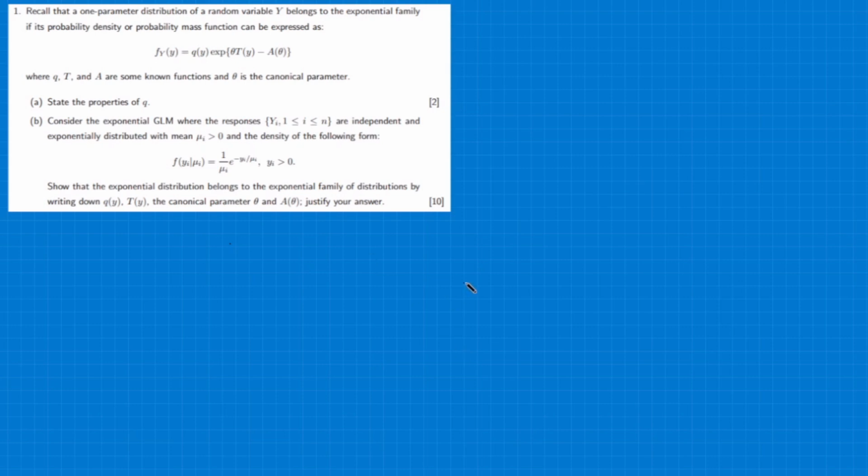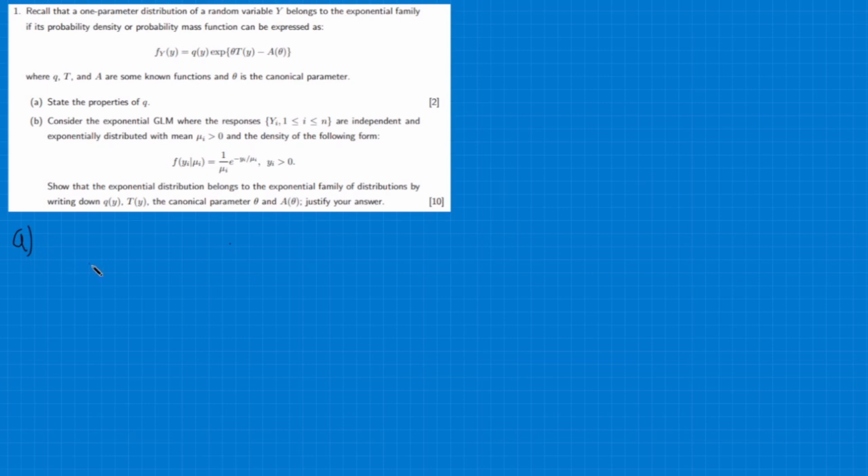So we have this question here saying: recall that a one-parameter distribution of a random variable y belongs to the exponential family if its probability density or probability mass function can be expressed as this equation here, where q, t, a are some known functions and theta is a canonical parameter. So A, state the properties of q.